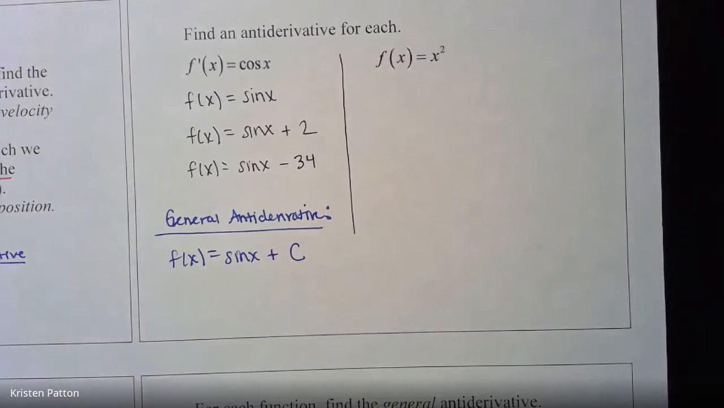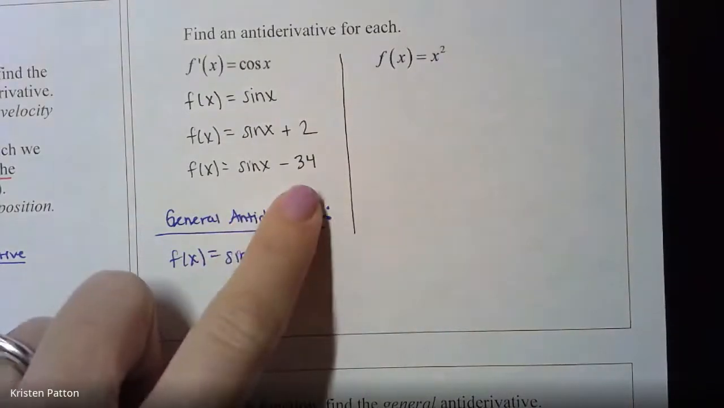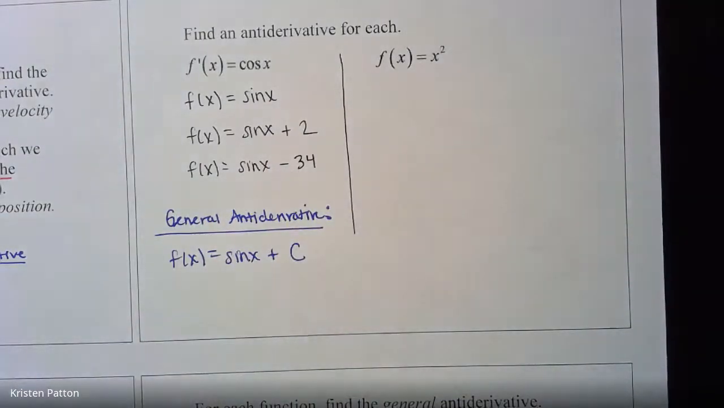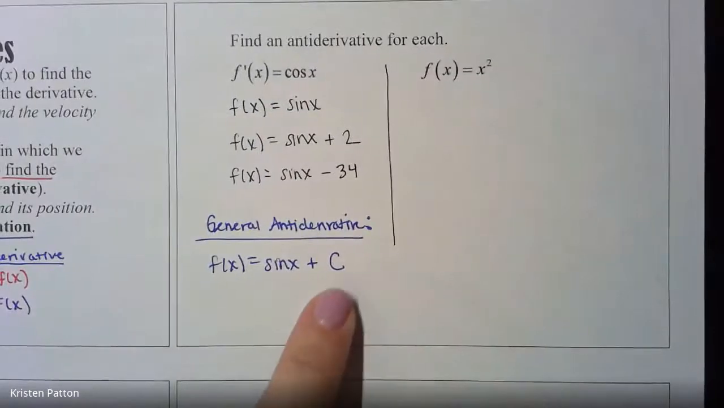Because here's what happens. When we go backwards, we lose information that could have been there. I won't say we lose it, but we don't know. When we take a derivative of a constant, it goes away. So then when we try to go backwards, we don't know what would have been there. Does that make sense? So when we take an antiderivative, we're always going to put a plus C at the end to say there could have been a constant. We don't know if there was one, if it was 0, if it was positive, if it was negative. We have no idea. Okay.